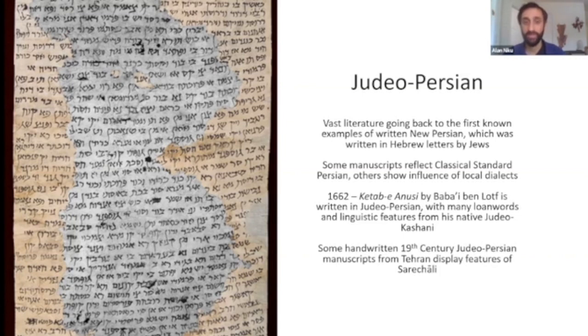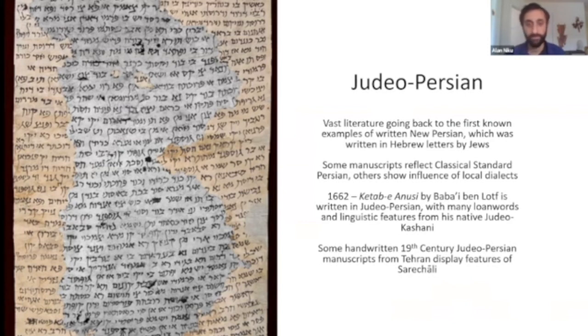Some manuscripts that you read reflect classical standard Persian. Others show influence of local dialects. So when they're written by Jews, they often show these dialectical features too. For example, in 1662, there's Ketava Anusi by Babai Ben Lotf. It's about the persecutions of Jews in the 1600s, and it was written in Judeo-Persian. It's a massive epic poem.